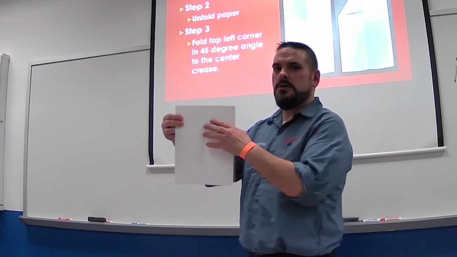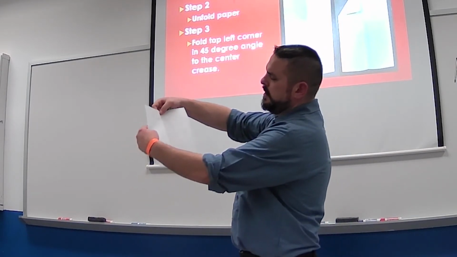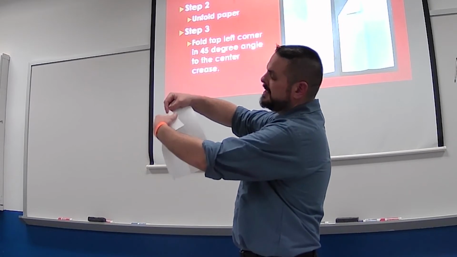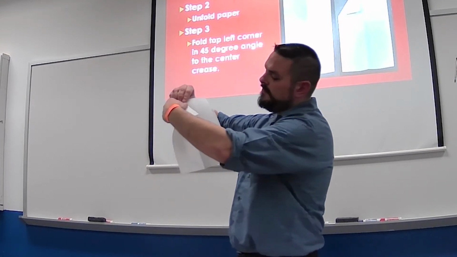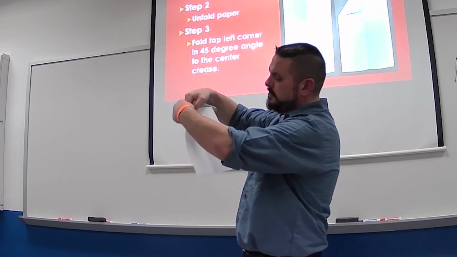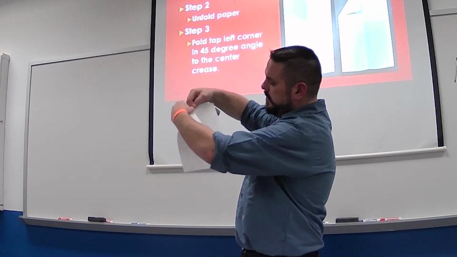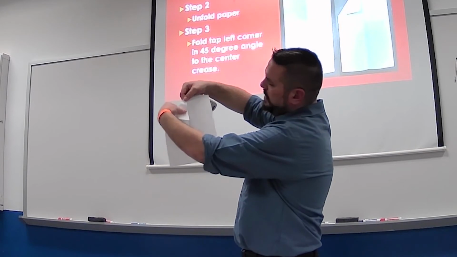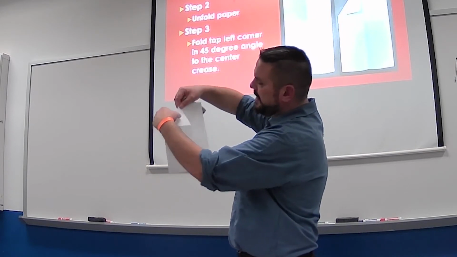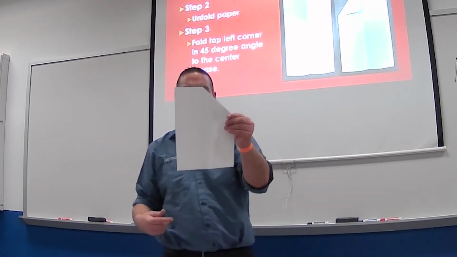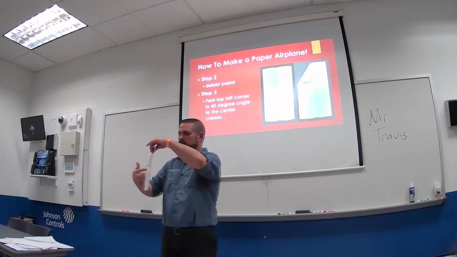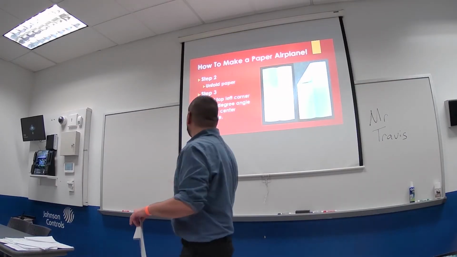So I'm going to take that corner and I'm going to fold it so that just the top part of the corner, and I'm going to fold it so I get a 45-degree angle, like the top of a house, like a roof. All right, I'm going to take it and I'm going to fold it in so it hits that center crease, a nice center line right there. So you get a nice 45-degree angle on there. All right, we got a nice little flap there.